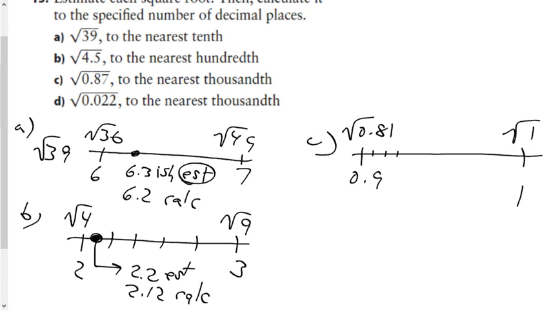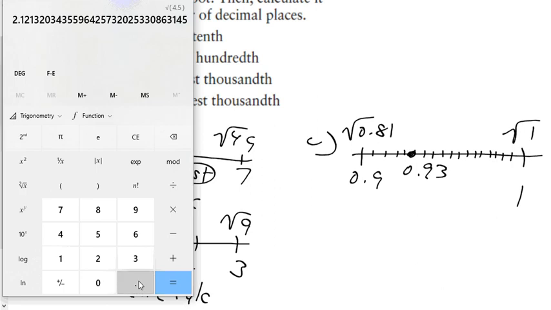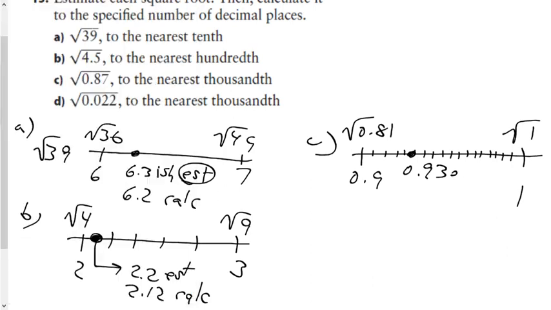0.82, 0.83, 0.84, 0.85, 0.86, 0.87, roughly there, maybe. I don't know. 0.9. No, I'm going to go 0.93. Grab a calculator. 0.87 square root. Oh my God, I'm so good. The estimation was that. The calculation was that. I get a shiny gold star for that one. And finally, the last one's too complicated, so we won't do it.